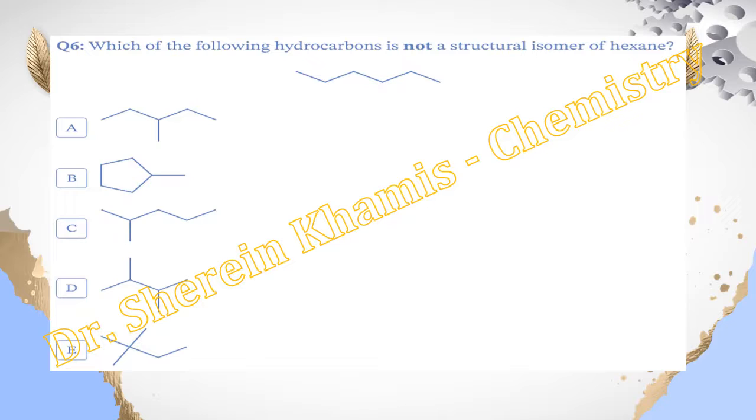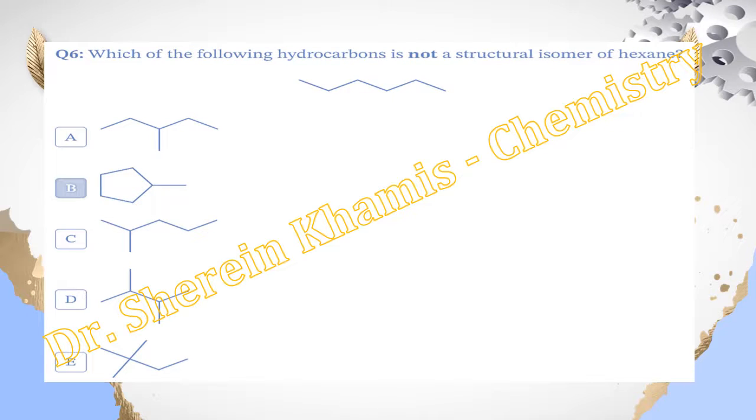All structural isomers here must be chain or branching, with a side branch or positional branching, but not cyclic. The one that is cyclic is not a structural isomer of hexane, as it gives a cyclic compound. So the right answer will be letter B. It's not a structural isomer of hexane. Question 6, the right answer is letter B.